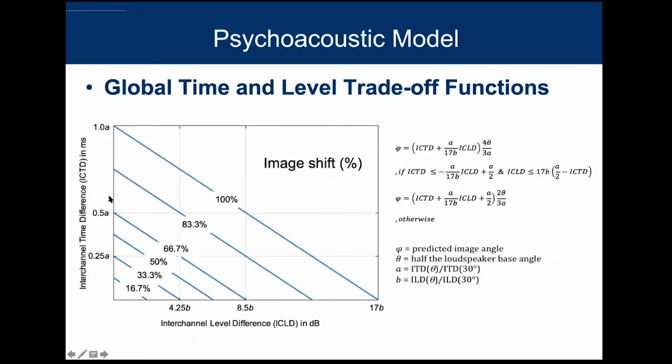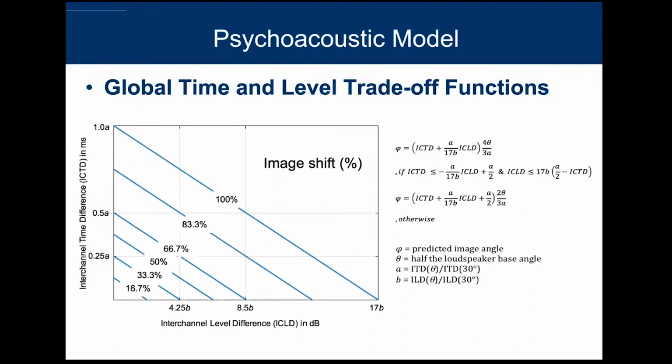That led me to these more global time and level trade-off functions. Instead of saying 30 degrees, 20 degrees, 10 degrees, this is the amount of image shift between any loudspeaker pair with any speaker angles. For example, if you have a 90-degree speaker pair for quadraphonic reproduction, then you need to apply more level difference or more time difference.